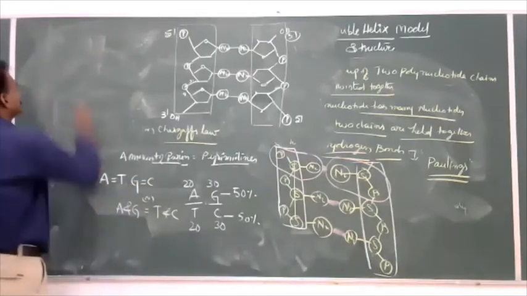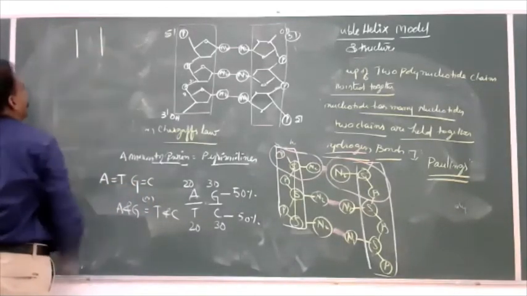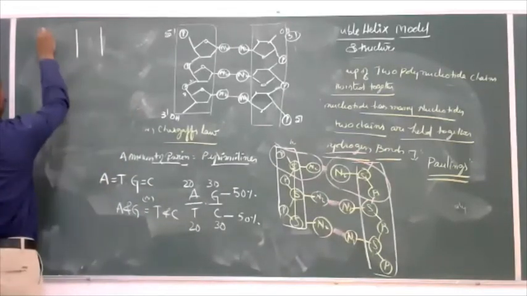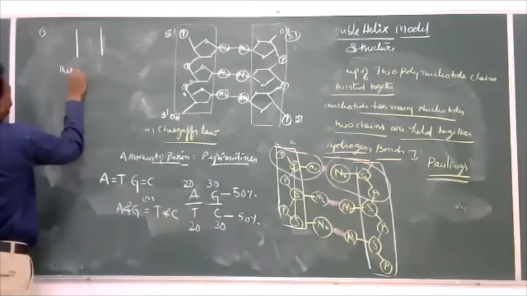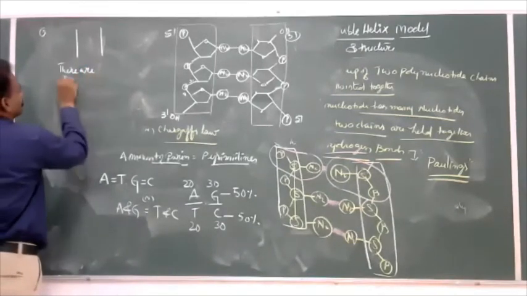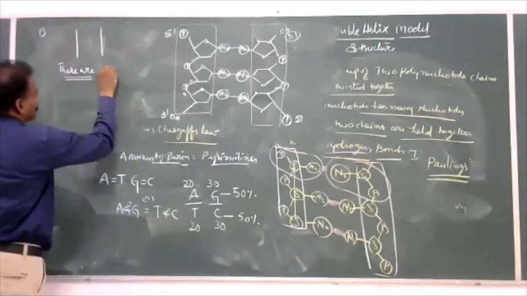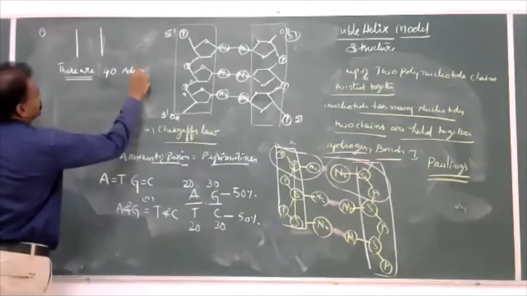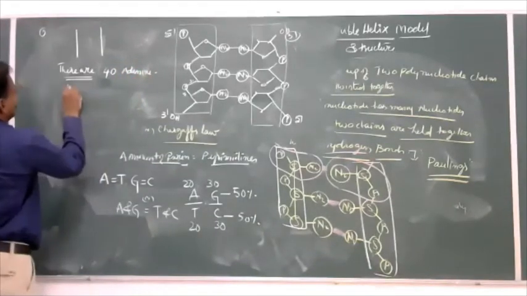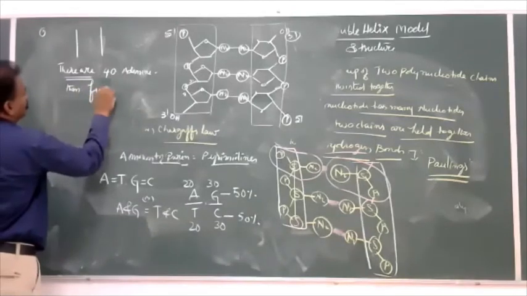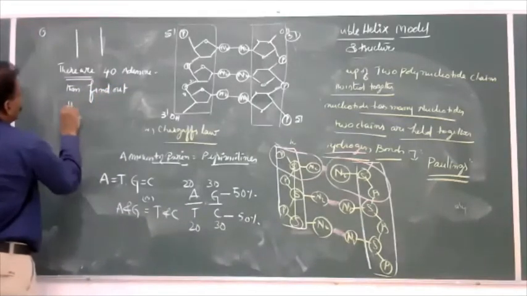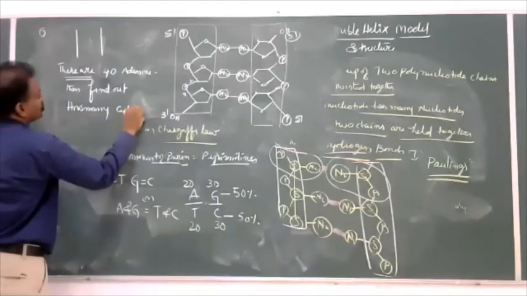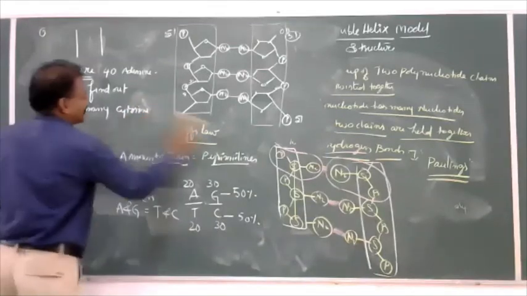To understand this, there is a DNA molecule, and a DNA molecule always means two strands. In this DNA molecule there are 40 adenines, then find out how many cytosine are present in that molecule.